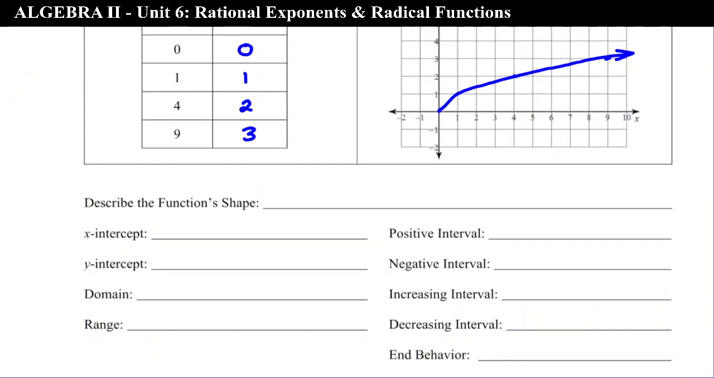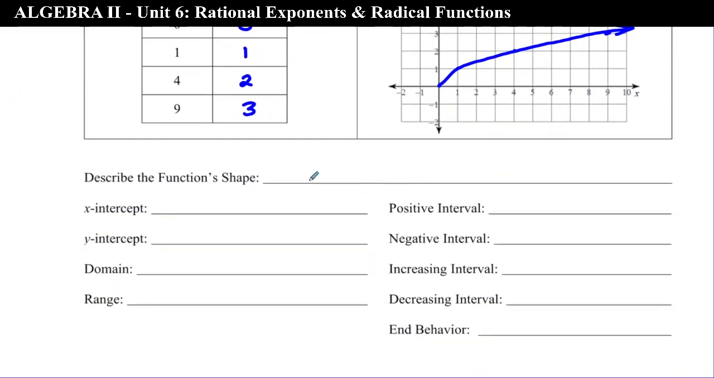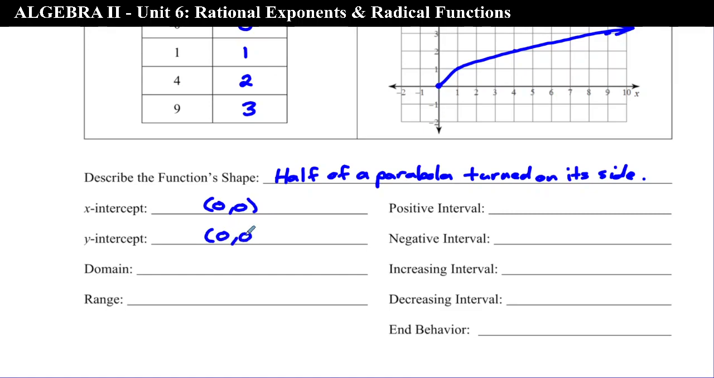So let's identify some of the features of this function. If we were to describe the function shape, well, it is half of a parabola turned on its side. Okay, x-intercept is at 0, 0, because we do have a point here, because the square root of 0 is 0. So since we do have a point there, we do have an x-intercept, and that is at 0, 0. Happens to be the location of our y-intercept as well.